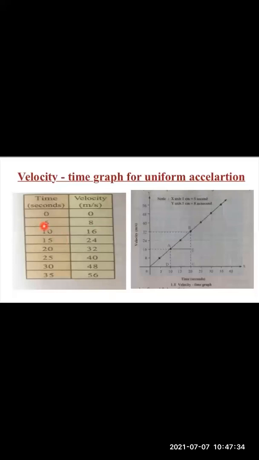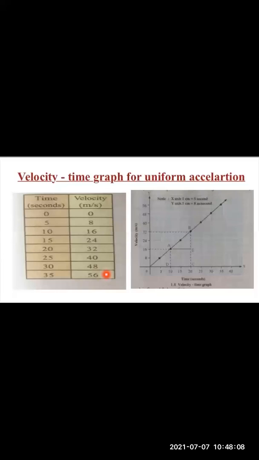So at 5 seconds, we have the velocity of the object, the body or the car, as 8 meter per second. At 10 seconds, we have 16 meter per second as the velocity. At 15 seconds, we have 24 meter per second. At 20 seconds, the velocity is noted down as 32. At 25, it is 40. At 30, it is 48. And at 35, it is 56.